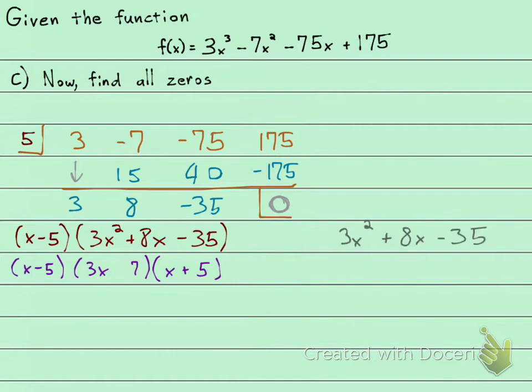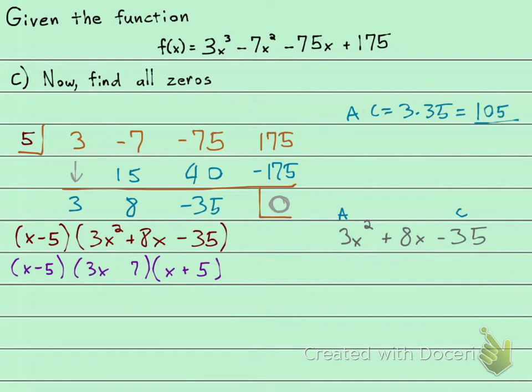All right, so in the AC method, I'm going to label this A, B, and C. Of course, I don't need to use the B, so I'm going to do A times C, and that's 3 times 35, and that's going to be 105.